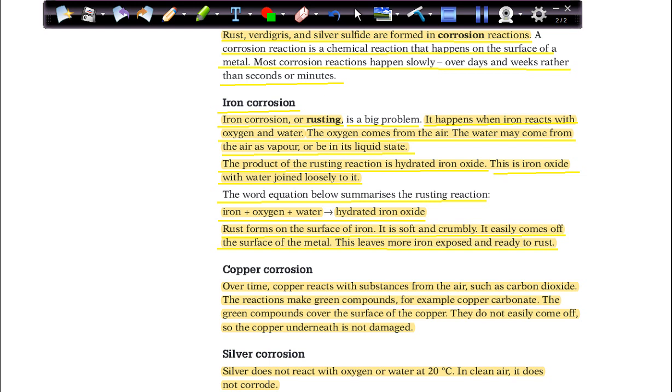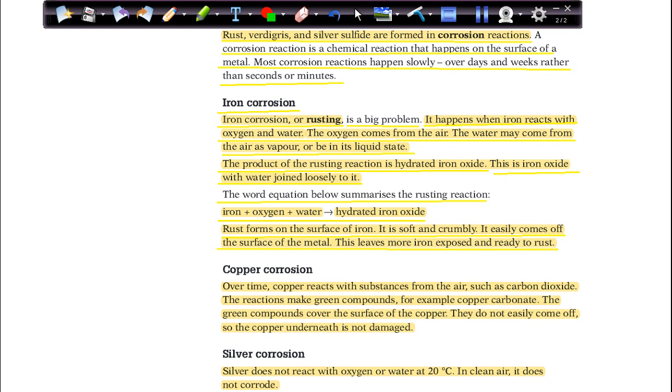So when it comes off because of winds or by anything like hands or animals, the layers underneath will be exposed more to the water and the air again. They will be ready to rust even more. Okay, this was about iron corrosion.